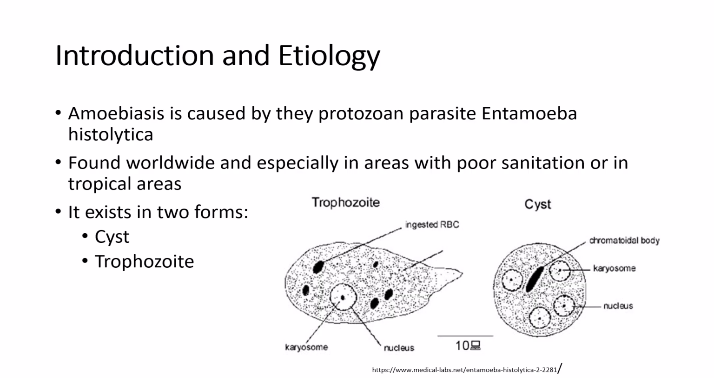Introduction and etiology. Amoebiasis is caused by the protozoan parasite Entamoeba histolytica. It's found worldwide, especially in areas with poor sanitation or tropical areas. And once again, just like with Giardia, it exists in two forms: the cyst form, which survives in the environment, and the trophozoite form, which causes tissue damage in the human intestine after ingestion. Here in this diagram, you can see what the two stages look like. It's the trophozoite state and the cyst state.